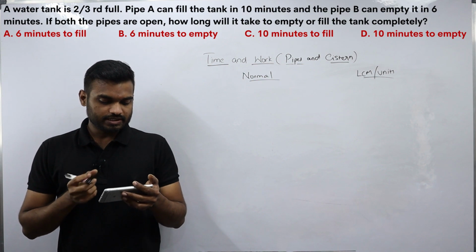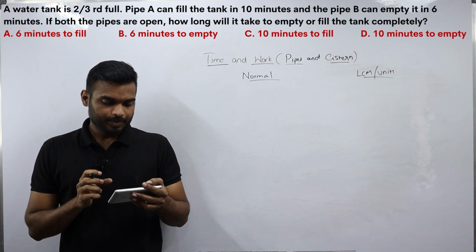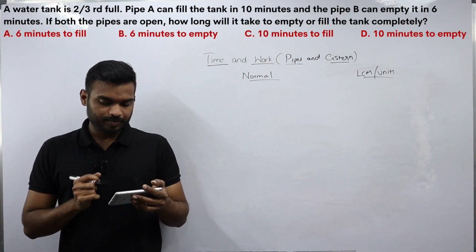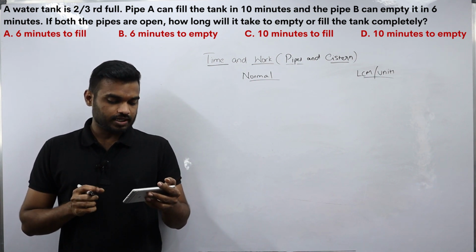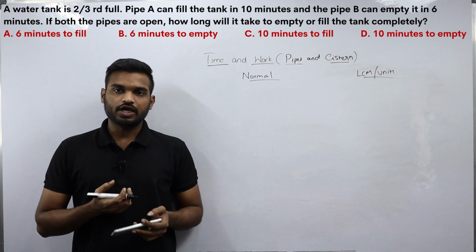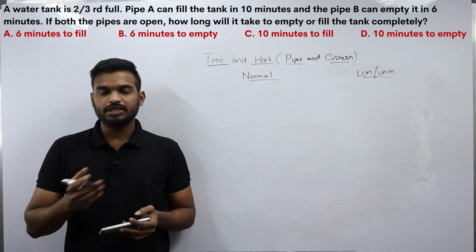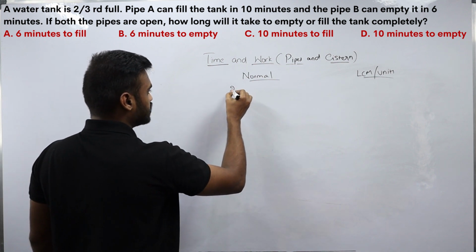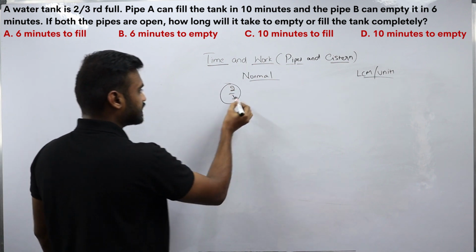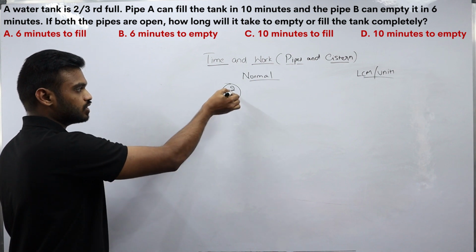They are saying that a water tank is 2/3 full. Pipe A can fill the tank in 10 minutes and pipe B will empty the tank in 6 minutes. If both pipes are open, how long will it take to empty or fill the tank? So we need to find out what is the total time taken, whether to empty the tank or fill the tank. Okay, now they are saying a water tank is only 2/3 full. Here the tank is not completely full, it is only 2/3 full.